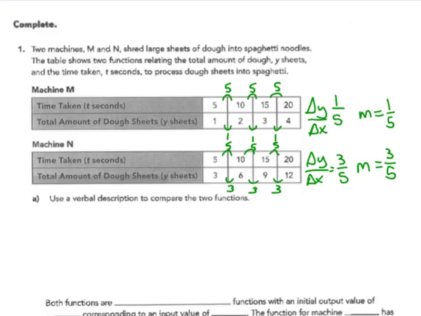And if I was to go down 5, I'd be at 0 when x is 0. Okay, so I'd be at (0, 0), and going down 1, right? And if I go down 3, I'm going to be at 0, and down 5, I'm going to be at 0. So they both start at (0, 0).